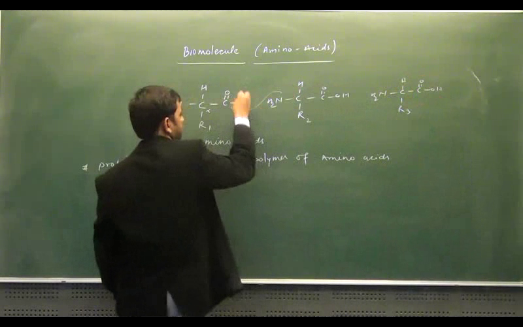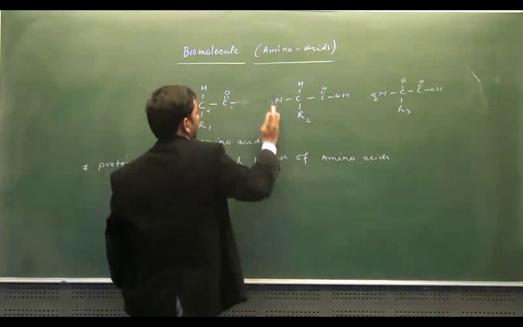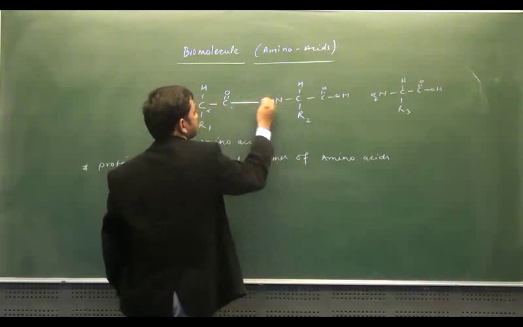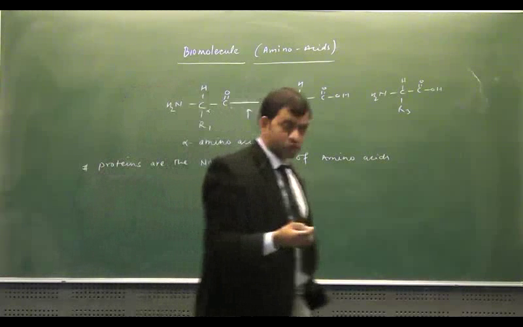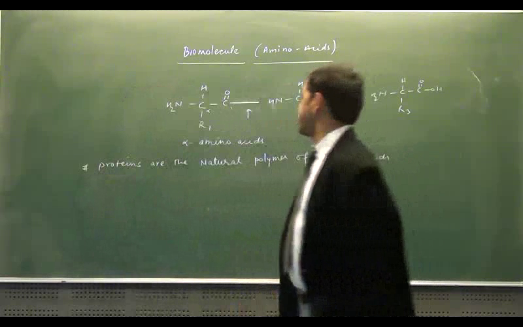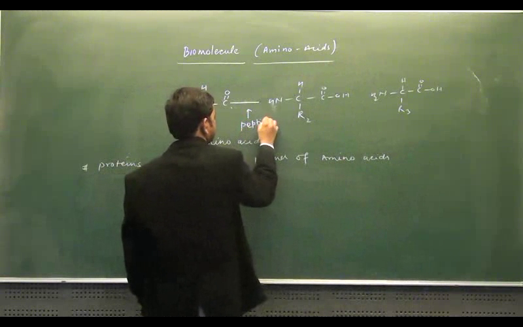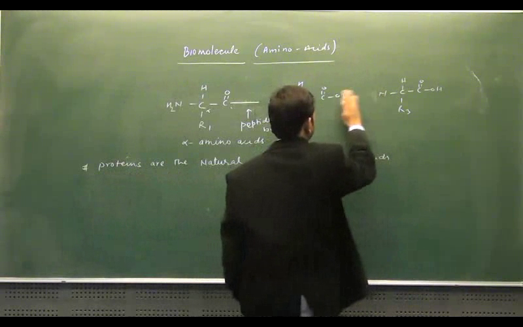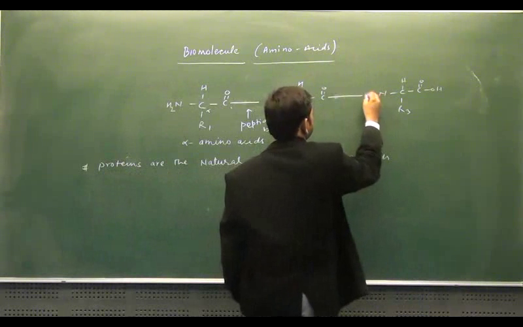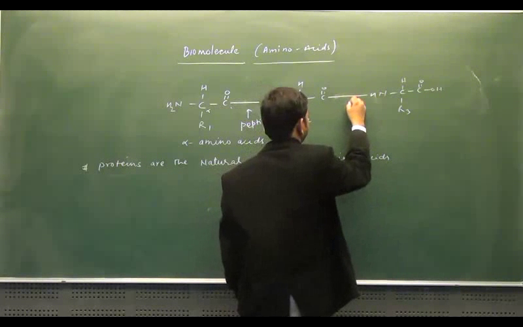Addition elimination. It attacks, it picks up the electron, H2O is removed, and amide bond formation will happen. This is the amide bond. And the bond between two amino acids is called the peptide bond, also called the peptide link. That is the peptide bond. Again similarly, H2O is removed and this is a peptide bond.